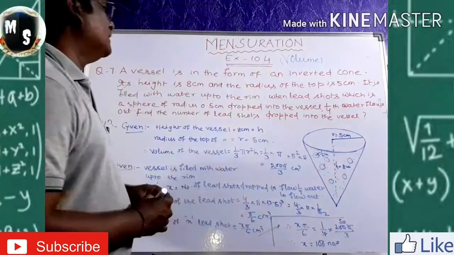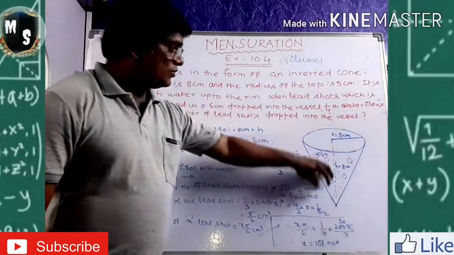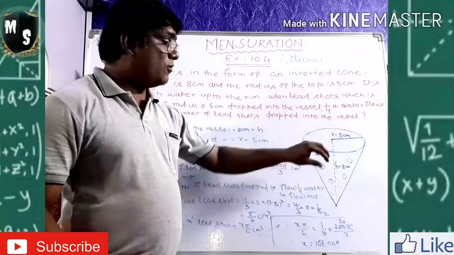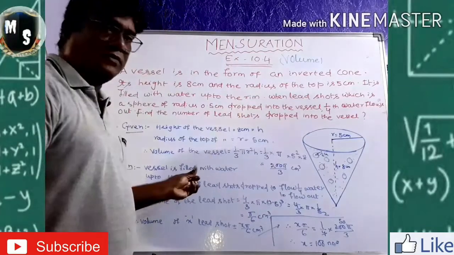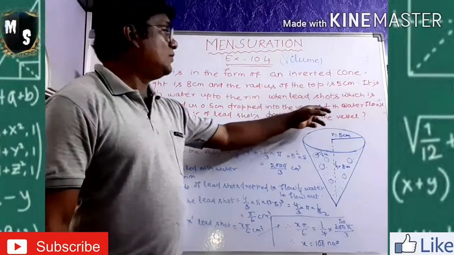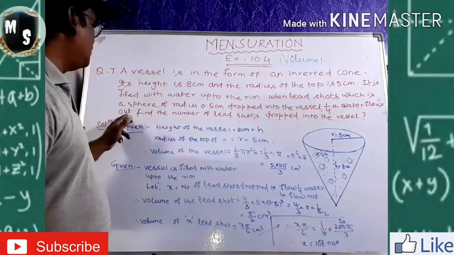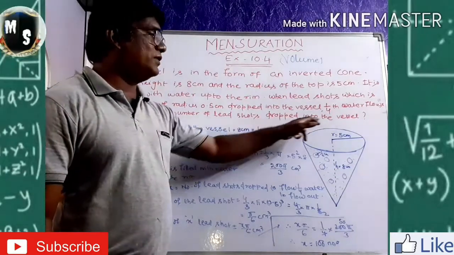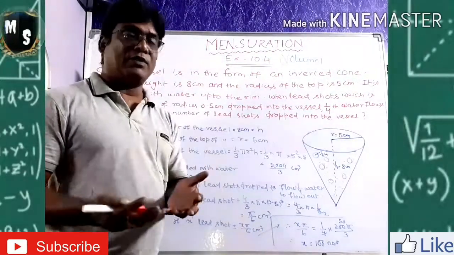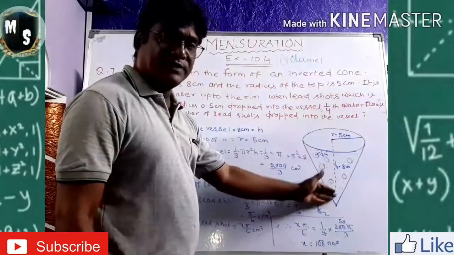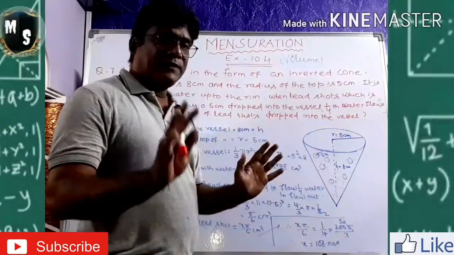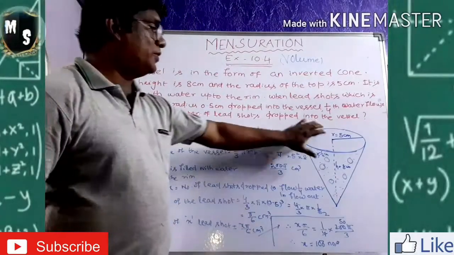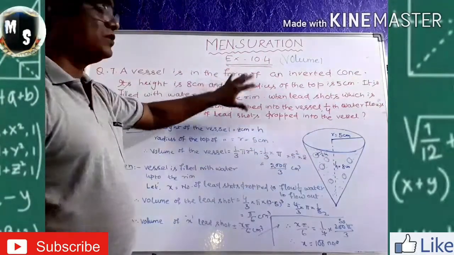How many lead sources will be dropped? The question is: how many lead sources like that will you drop so that 1/4 of the water will flow out? Find the number of lead sources dropped into the vessel. That means how many lead sources you are dropping in the vessel by which 1/4 of the water will come out of the vessel. Now I hope you understood this diagram and what the question demands.